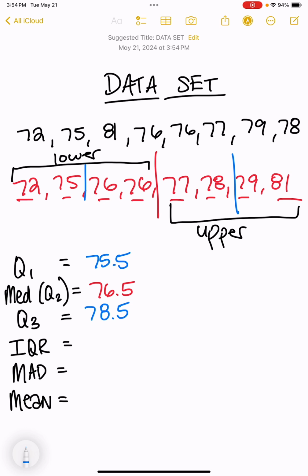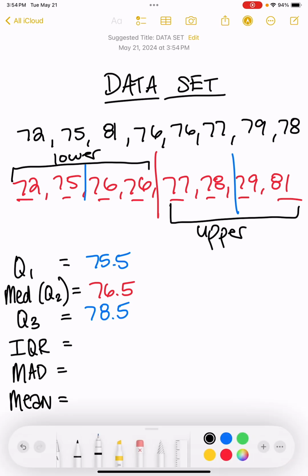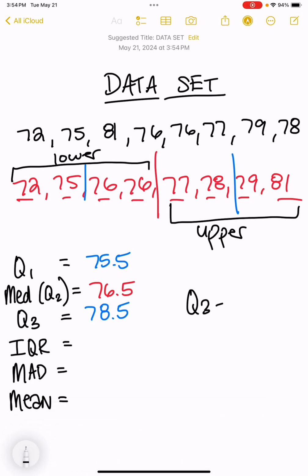Now to find our interquartile range, all we need to do is take our Q3 and subtract Q1 from it to give us our IQR. So 78.5 minus 75.5 gives us an IQR of 3.